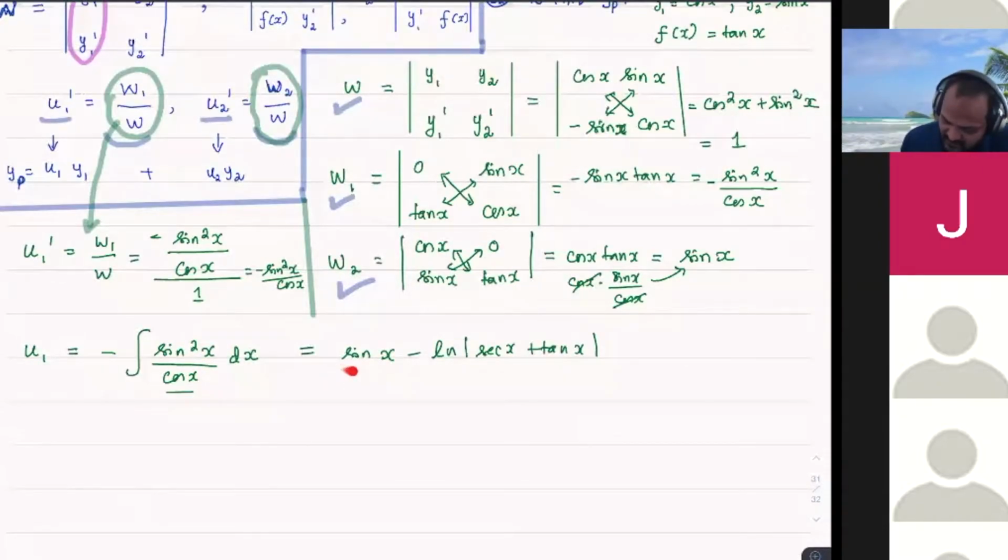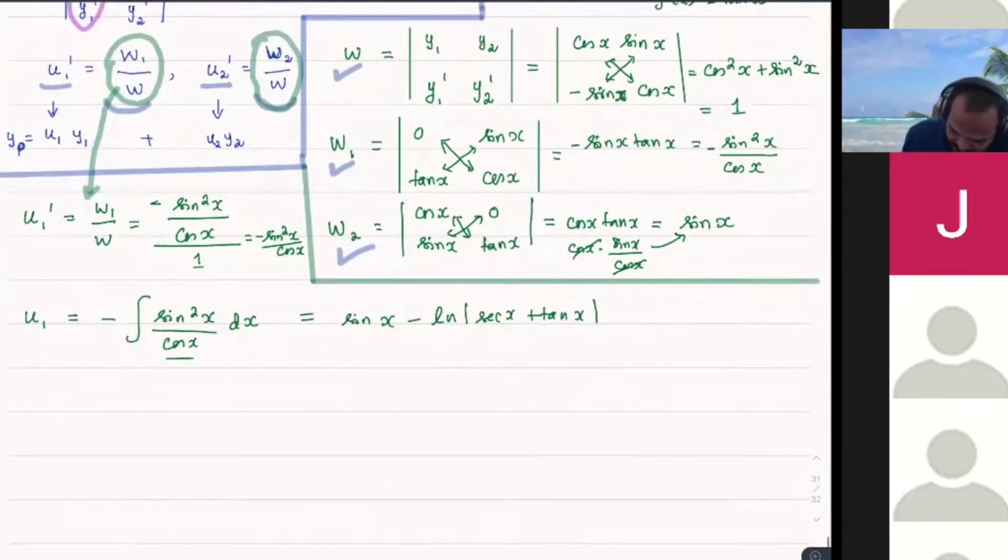But anyway, when you do that, the answer that you would get would be sine x minus ln of secant x plus tan x, right? If you don't know how to do it, ask me in the next class. I'll be happy to go through that integration. Okay, so we're now done with that part, right? Now let's try to do the u2.